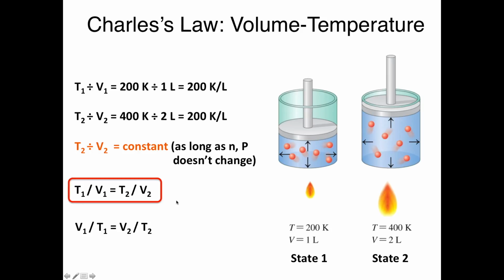Since Charles' law is a mathematical relationship, we can manipulate it like any math relationship. V1 over T1 is now equal to V2 over T2. It's just this equation flipped entirely. So either relationship you can consider as Charles' law.